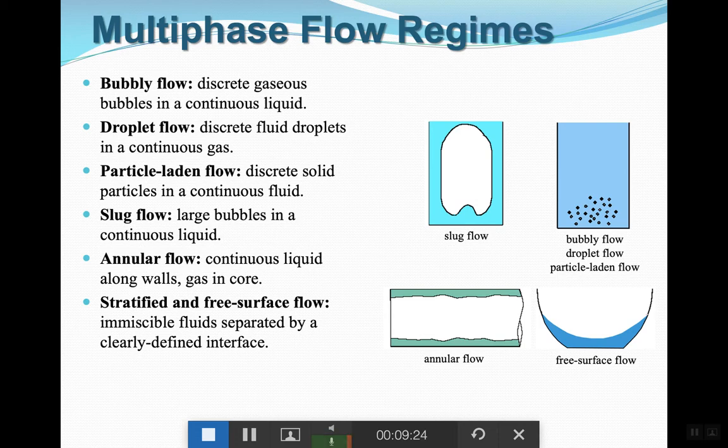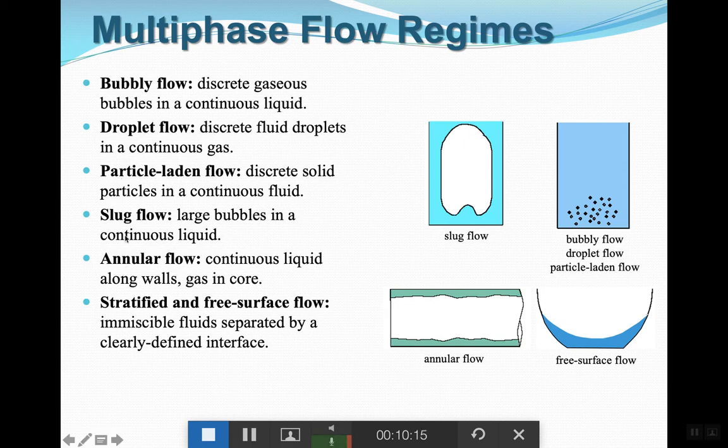The next one is particle-laden flow. In a particle-laden flow, you have discrete solid particles in a continuous fluid. For example, if you get a cup of seawater from the shorelines, usually you have sand inside, right? Those sands inside your cup of water are basically particle-laden flow. So it is solid particles in a continuous fluid. And remember, I gave the example of solid particles in liquid, but it's a fluid, right? It can be a gas also.